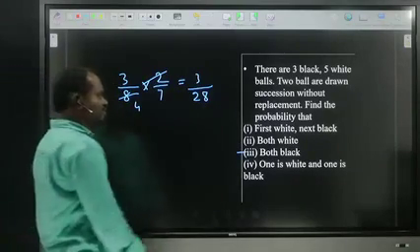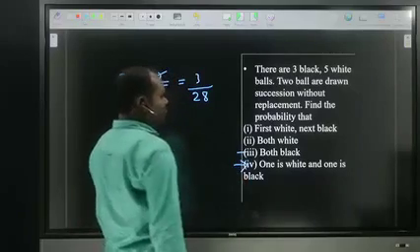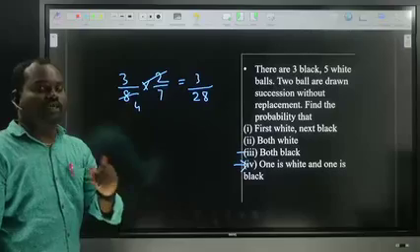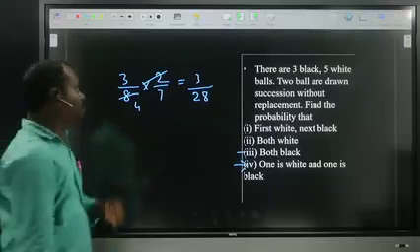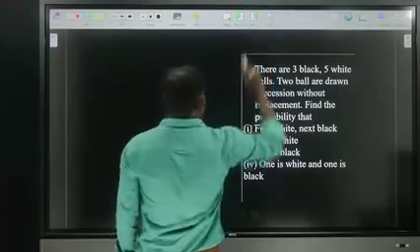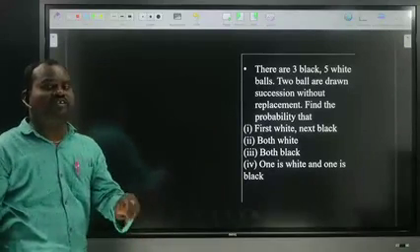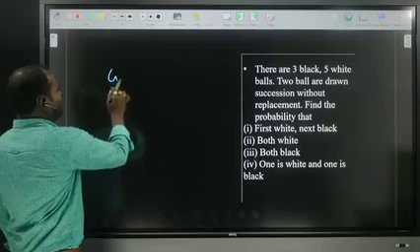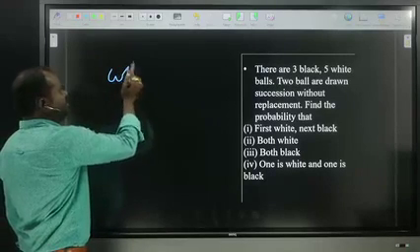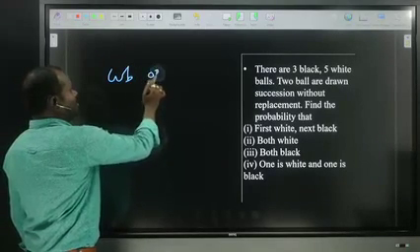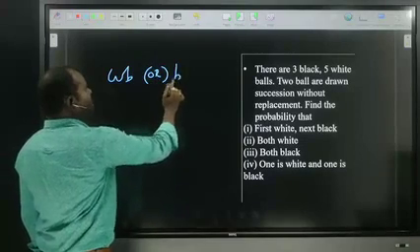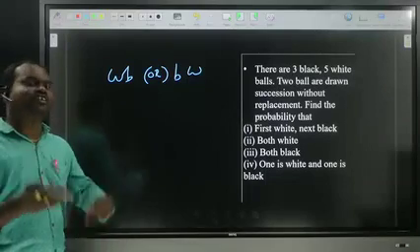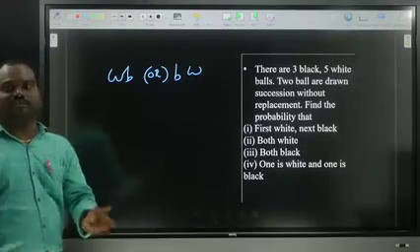Now we are moving to the next example. One is white and one is black. He did not say first only white or first only black. If in the first draw we got white, next should be black. Or what is one more possibility? If first is black, second should be white. If first is white, next is black. If first is black, next should be white.